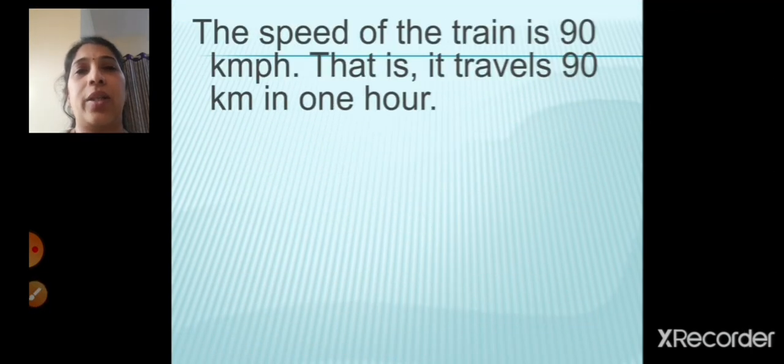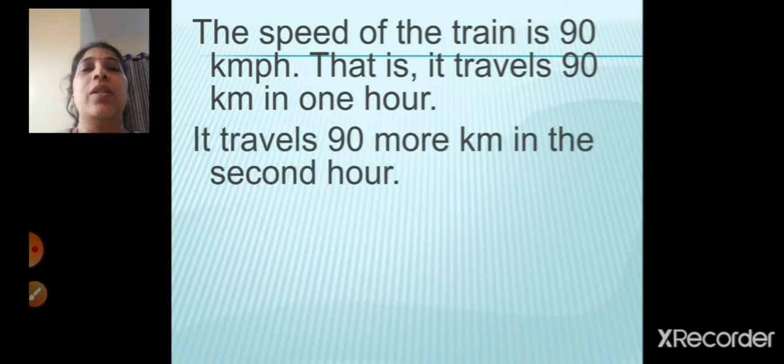Now here it is a little bit different way, children. You are not going to make two columns, right? So first what you will write, the speed of the train is 90 km per hour. That is given in the question. So that is, it travels 90 km in 1 hour. Per hour means 1 hour. So I hope students you have understood till this much.